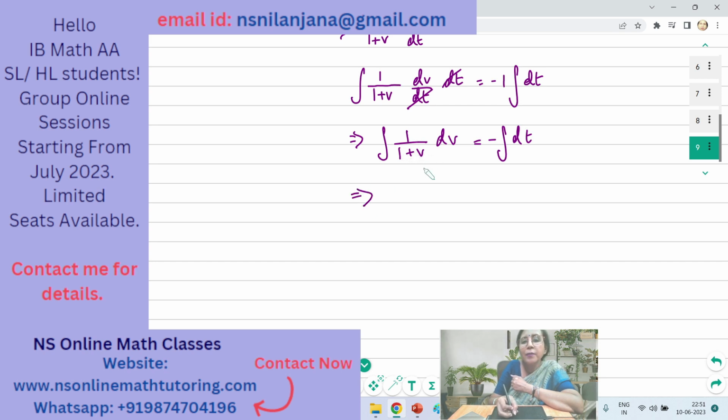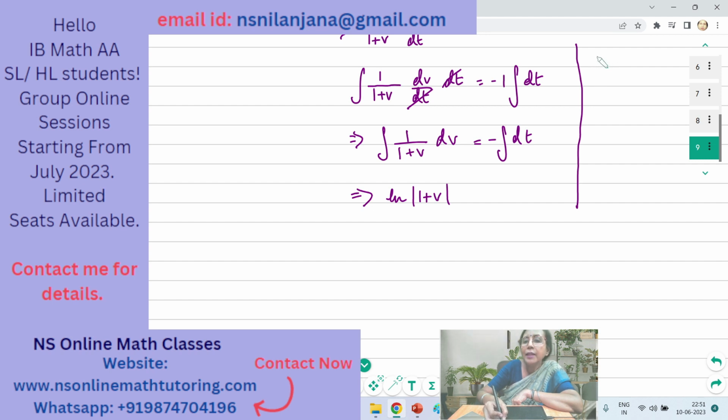The integral of 1 over 1 plus v with respect to v gives ln of 1 plus v. If you are not sure about the integration result, let me just show you how I am getting this.